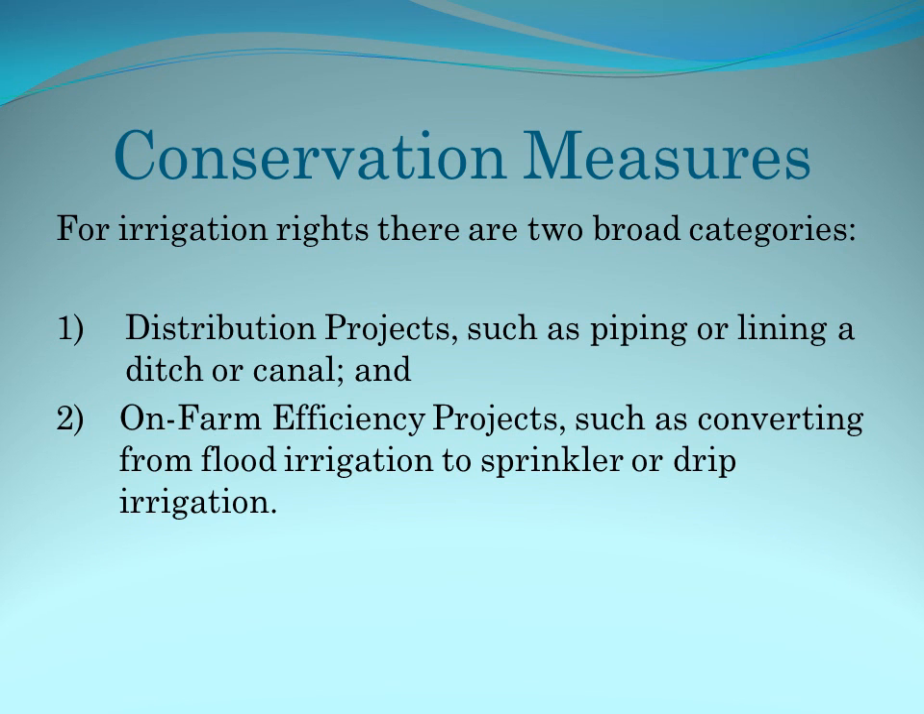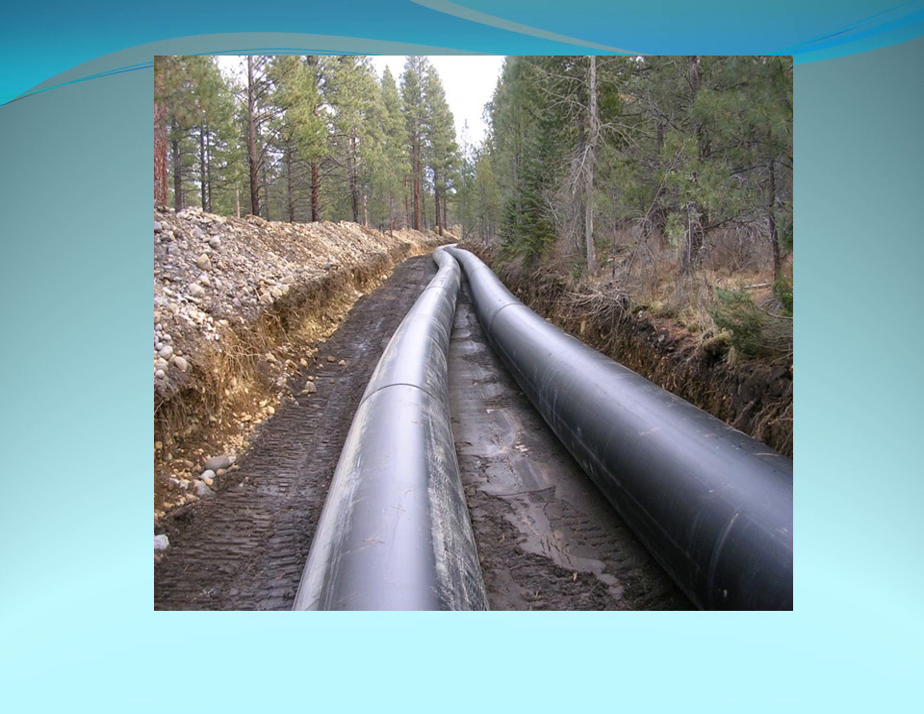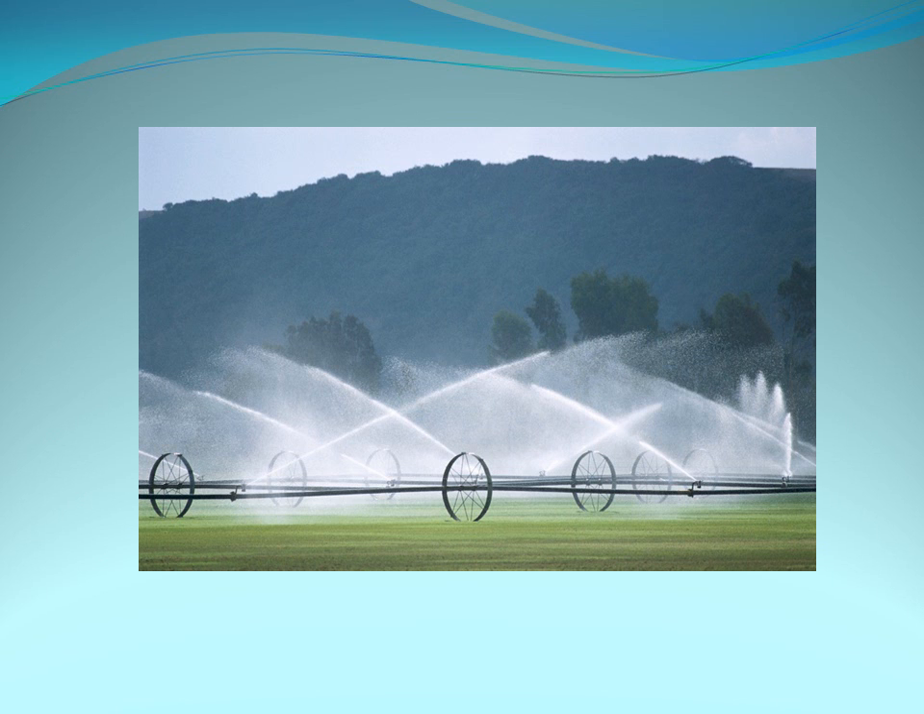So what are the conservation measures we most likely see? For irrigation rights, there are two broad categories: distribution projects and on-farm efficiency projects. An example of a distribution project is a ditch or canal lining or piping. An example of an on-farm efficiency project is converting from flood irrigation to sprinkler or drip irrigation.